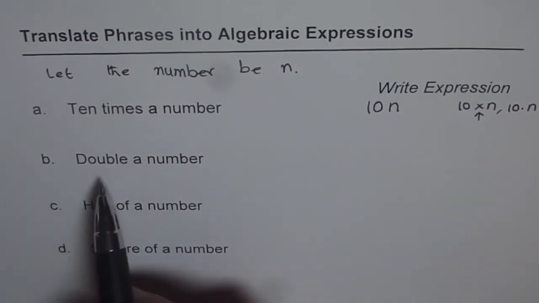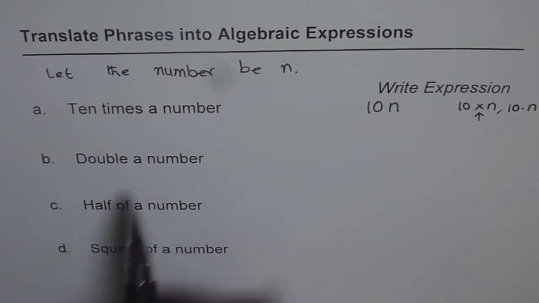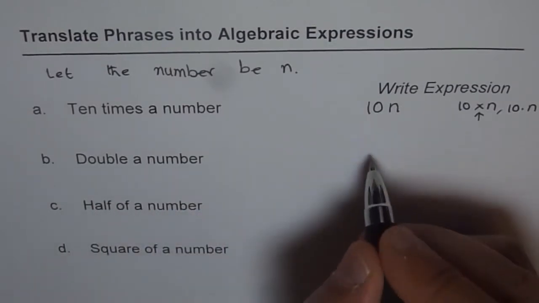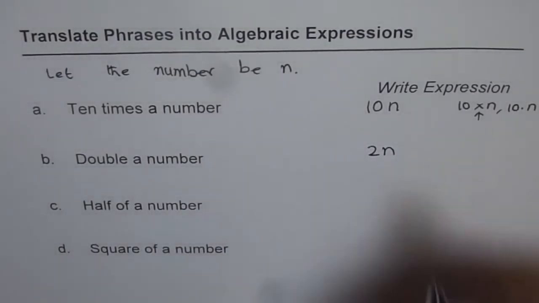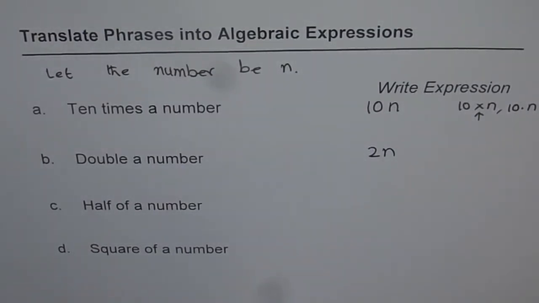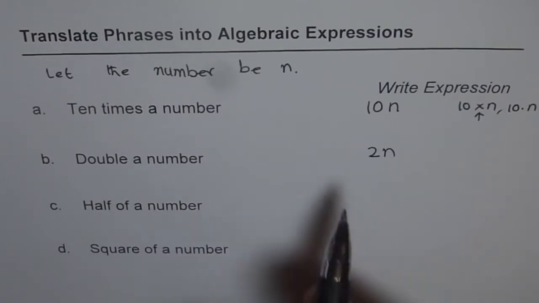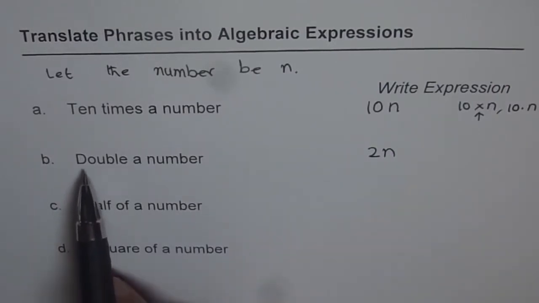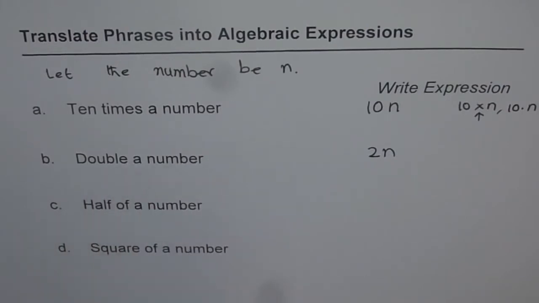Okay, second one is double a number. Double means 2 times. So double is 2n. 2 times a number, double the number. If number is 10, multiply by 2, you get 20. It becomes double a number. 6 multiply by 2, 12. So that is how you can double a number. So that becomes an expression which represents your phrase double a number, correct?